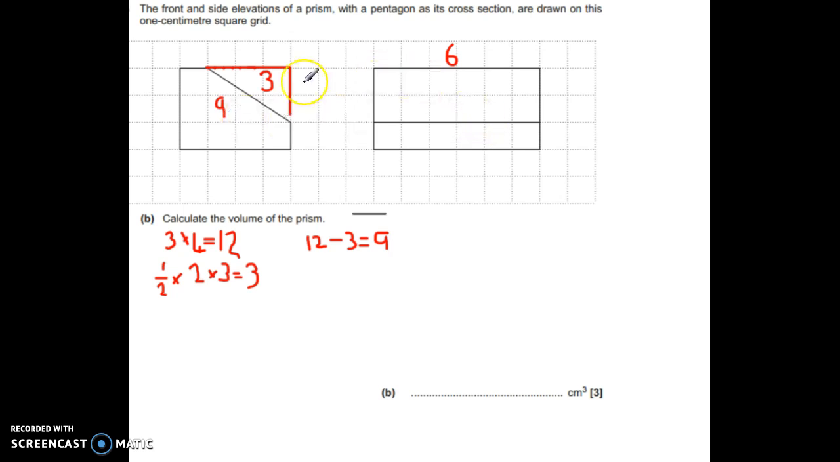And then like I said before, all we need to do is times it by the depth. So I'm going to do 9 times 6, which equals 54. So that must mean that the volume is 54 centimetres cubed.